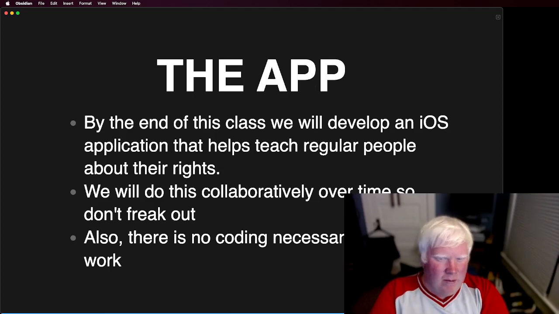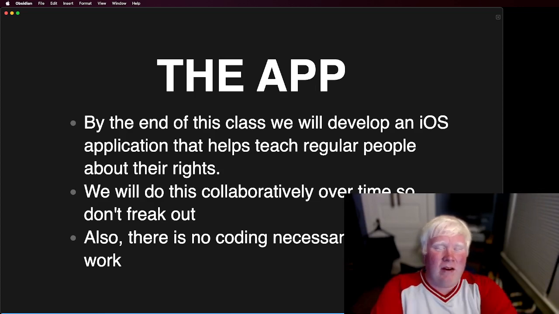So my hope is that by the end of the semester, we will develop an iOS application that helps teach regular people about their rights. Don't worry about this at all. This is designed to be a more fun way of testing your knowledge and having you produce something that you can take forward and put on a curriculum vitae or a resume, rather than simply giving you an exam. It is not meant to be some sort of overly difficult challenge. We will do this process collaboratively over the class, so don't freak out on me, please.